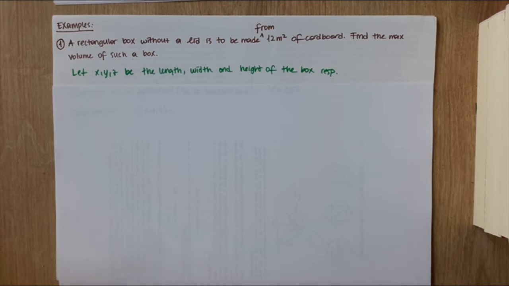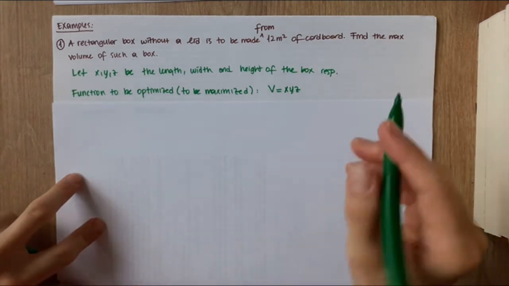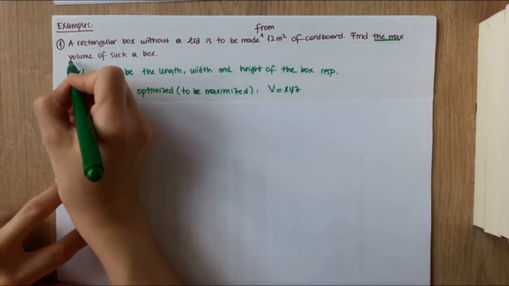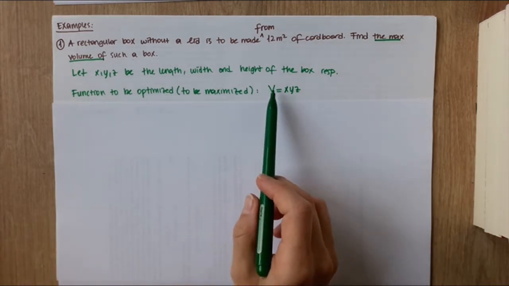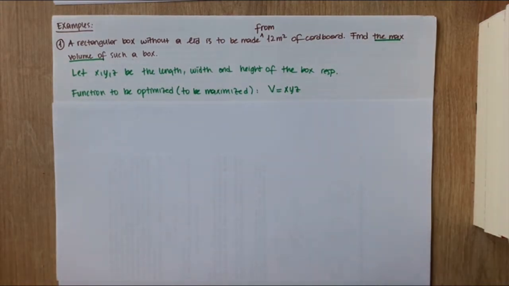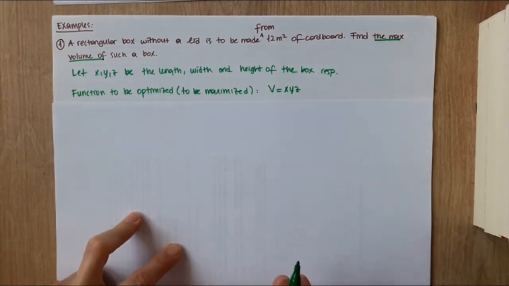of the box, respectively. Then the function to be optimized here is the volume, because we are looking for the maximum. Find the maximum volume, right? This is in the statement of the problem. We are looking for the maximum volume, so this is the function to be optimized. In other words, it is the function to be maximized in this problem. Okay, so it is x times y times z.